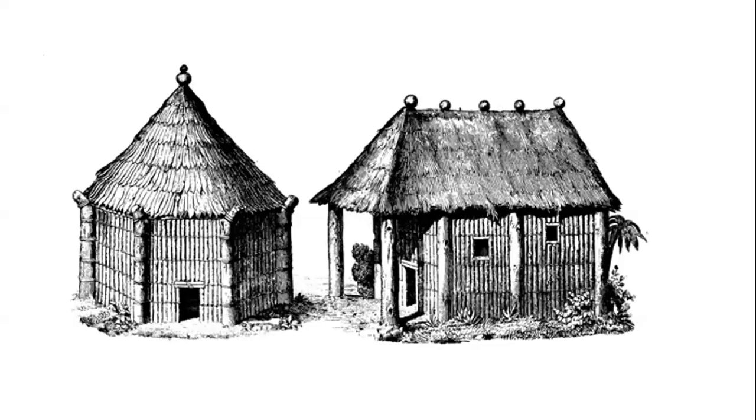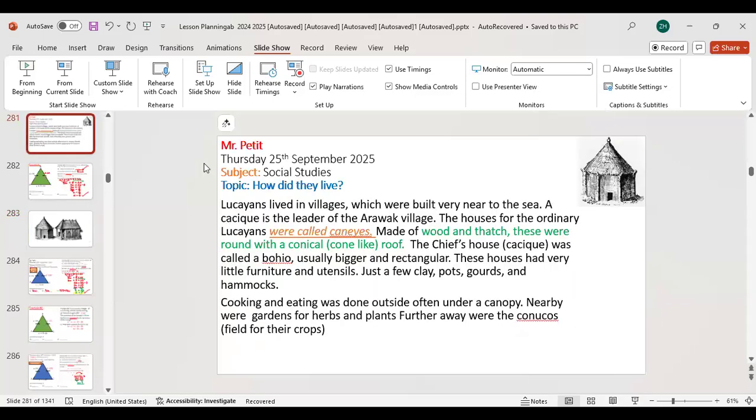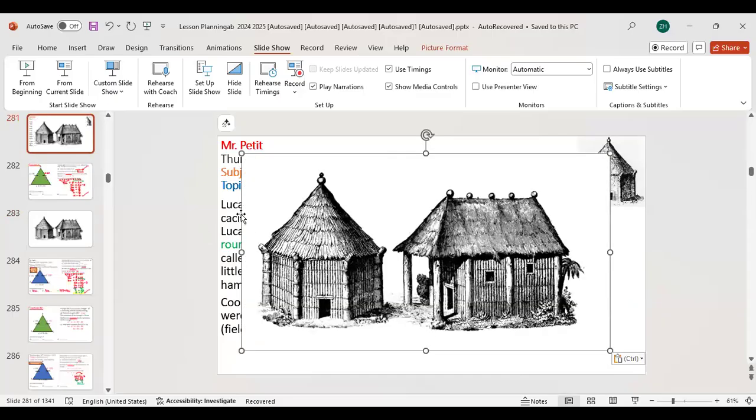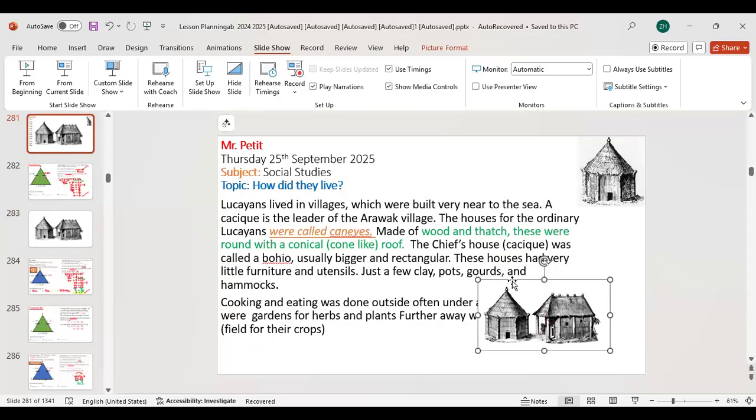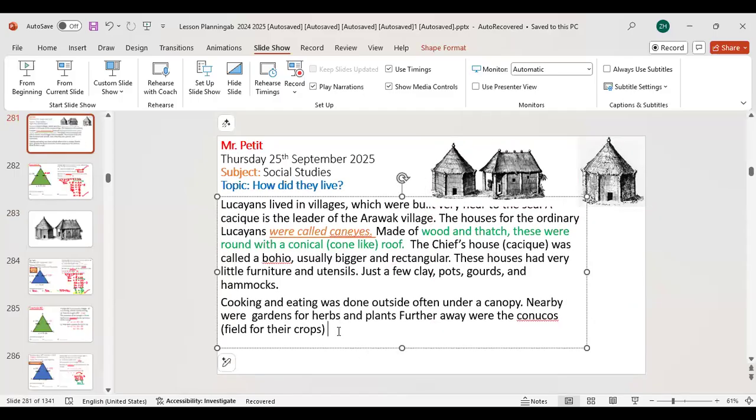All right. What's the difference? The base is rectangular, right? It's not like a circular shape. It's bigger, right? And so this is the cacique's home, the cacique's residence. So the cacique is going to have the one that is a little bit more rectangular in shape. Okay. All right. So cooking was done outside under a canopy because of the sun. Nearby were gardens for herbs and plants. Further away were the conucos, which is the field for their crops.